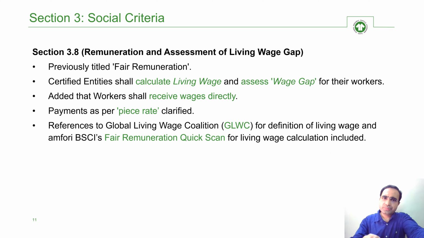Certified entities shall pay a fair remuneration and assess the living wage gap. Workers shall receive their wages directly. References have been added to the Global Living Wage Coalition and the M4E BSCI Living Wage Calculation Template.